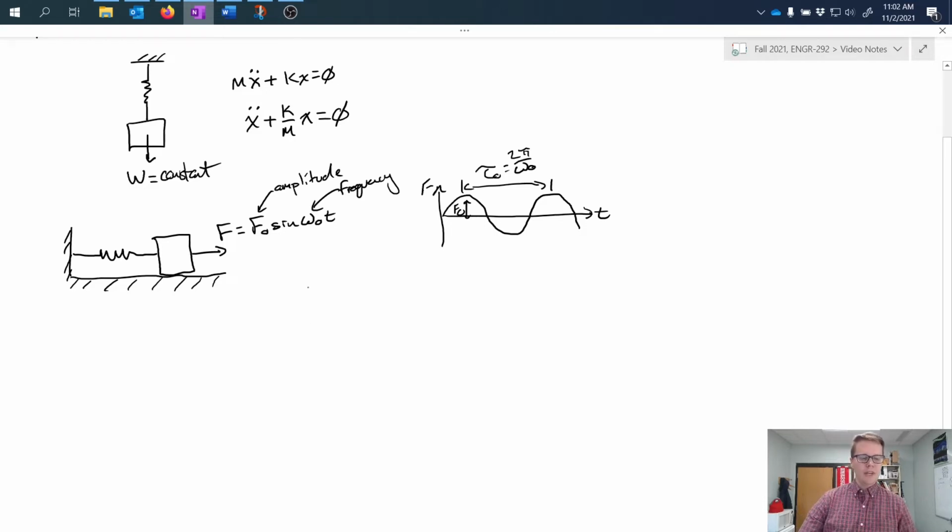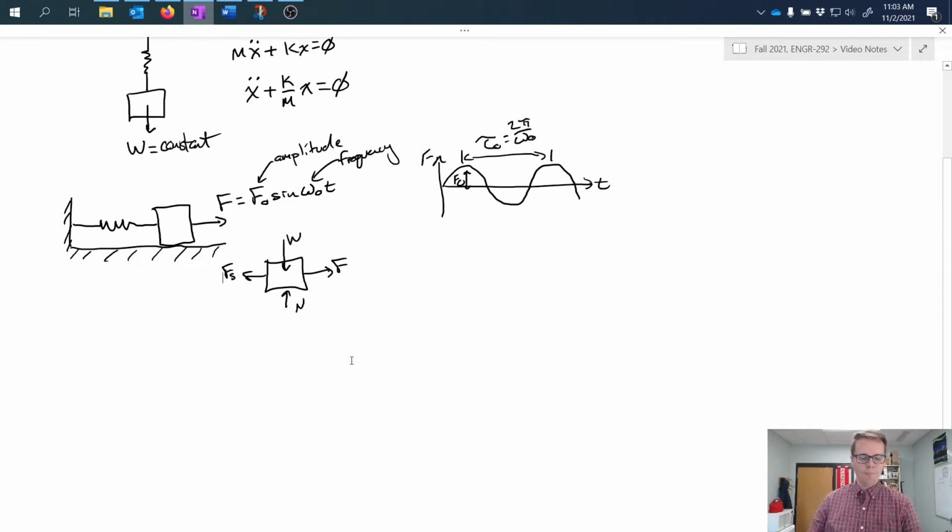So if we take this mass and pull it out and look at it as a free body diagram, we would have the weight applied to it and some normal force. And we have our varying force F, and then we have some spring force in the other direction. So we can use this free body diagram in order to write some equations.